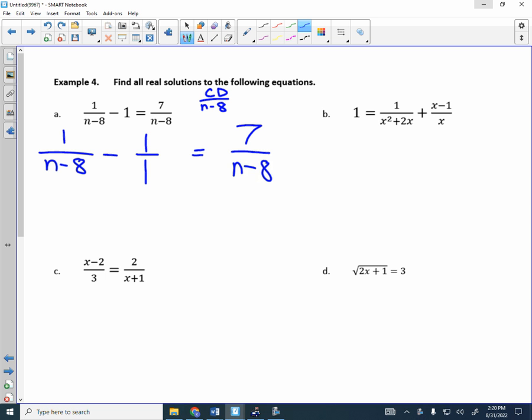Now you can see that the first expression and the last expression already have an n minus 8. Agreed? So what do I have to do to get an n minus 8 in this denominator here? Multiply by n minus 8. Good. So you can see that what we have is 1 minus the quantity n minus 8 is equal to 7. Once you get the denominators the same, you can ignore it. You don't even have to look at the denominator anymore. Done. Gone. Forget about it.